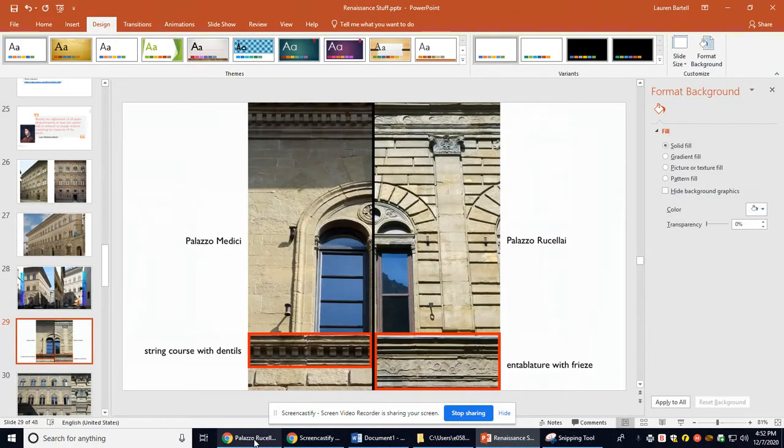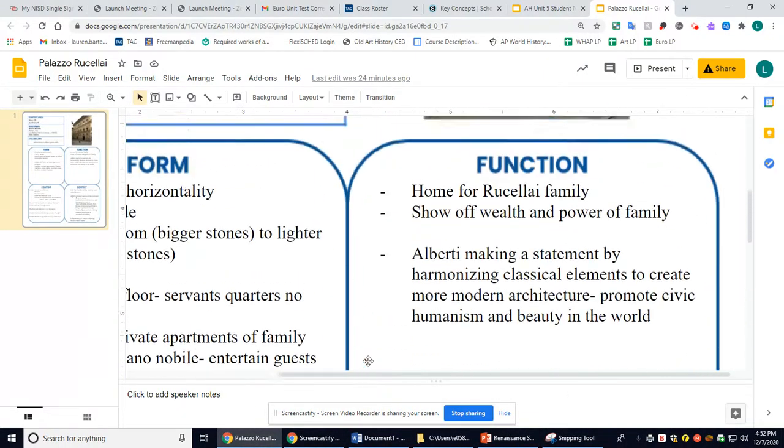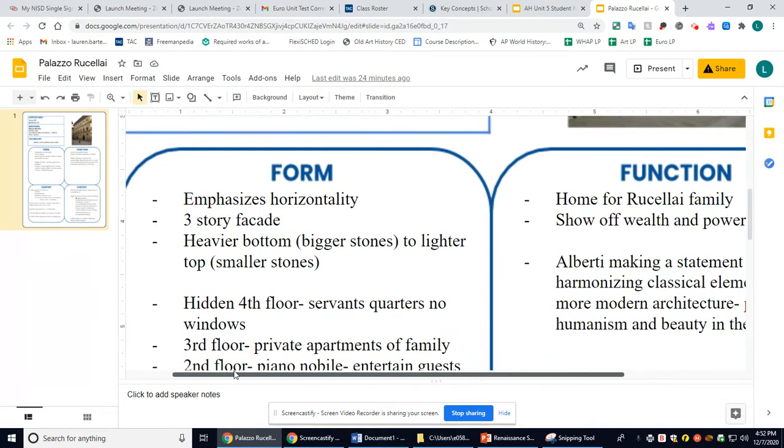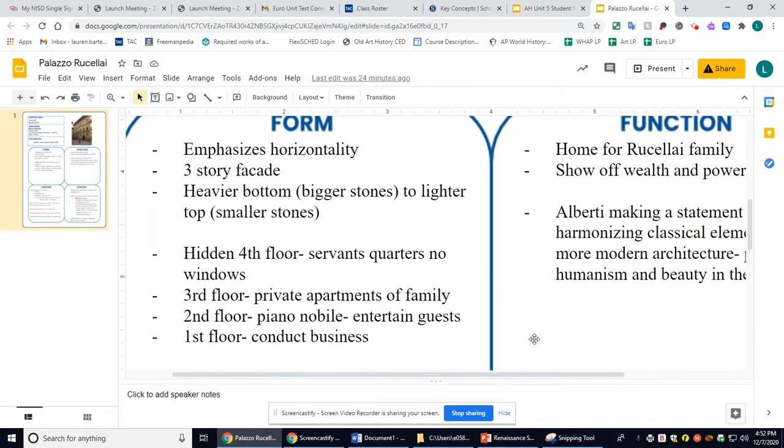Okay, let's go back to our notes for a minute, and I'm going to go to form. So one of the things that the Palazzo Rucellai really does is it emphasizes horizontality. So when you look at this, yes, you look up, but it has these definite horizontal lines with the friezes, which we'll look at in a minute, that draw your eye in a horizontal direction. It has a 3-story facade that I said. It has a heavier bottom, bigger stones on the bottom, to a lighter top with smaller stones.